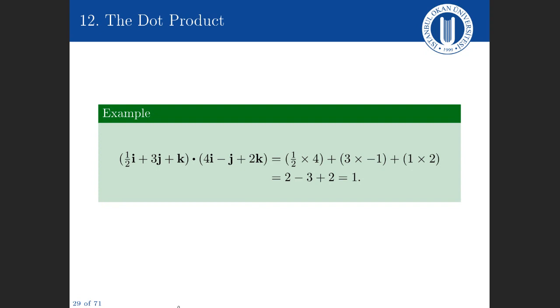Or one half i plus 3j plus k dot 4i minus j plus 2k. I'll leave this for you to double check. This dot product is the number 1.